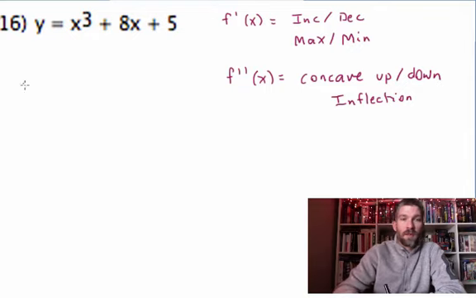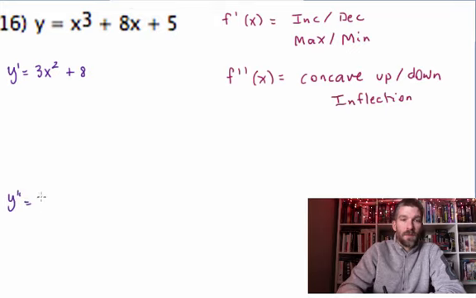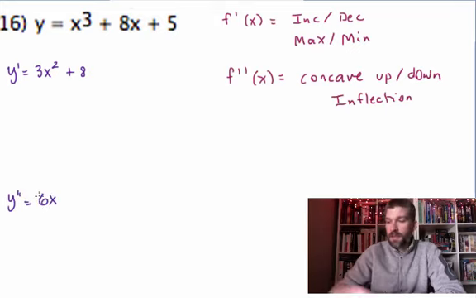Okay, so a lot going on in this problem, and what we're going to do is just break it up into two spots. We're going to break it up into first derivative. So the first derivative is going to be 3x squared plus 8. The second derivative is going to be 6x.